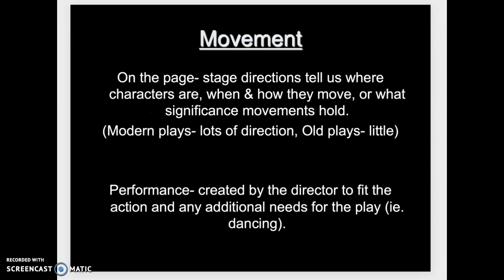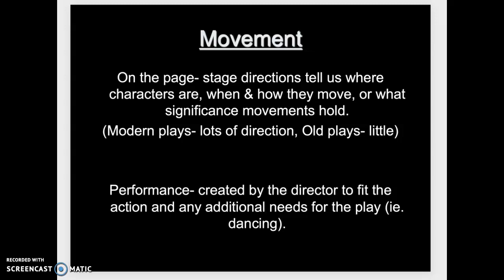The movement of a play on the page is called stage directions. As I was saying, they tell us where characters are, when and how they move, or what significant moments hold, right? So there are some things that are very specific that the playwrights will include within each of these plays. Modern plays have lots of direction and old plays have little, and that goes back to the tradition of including the original stage directions for the first production of a play.